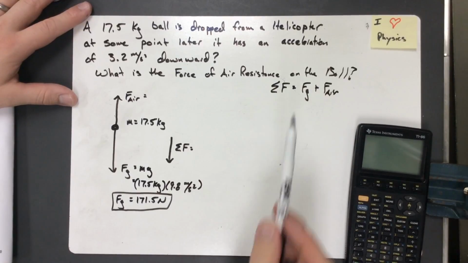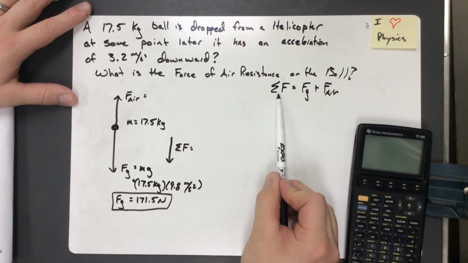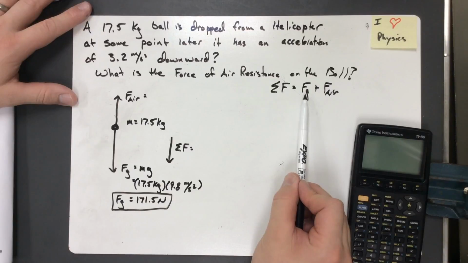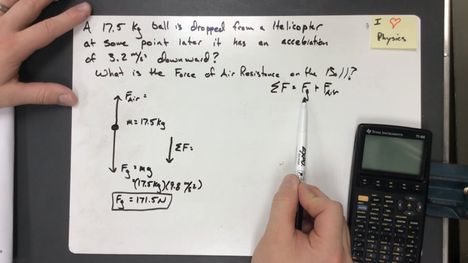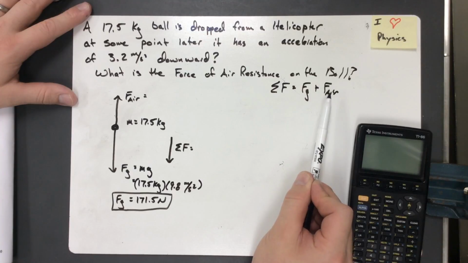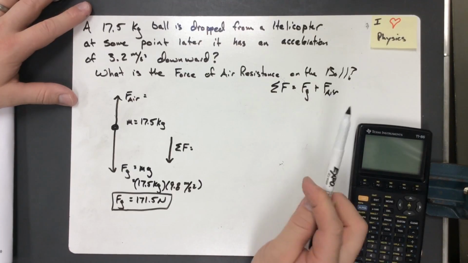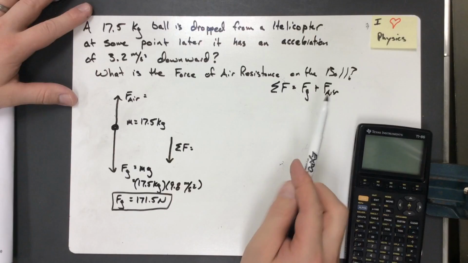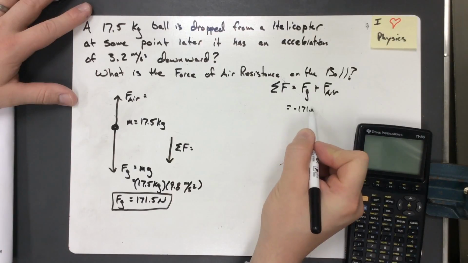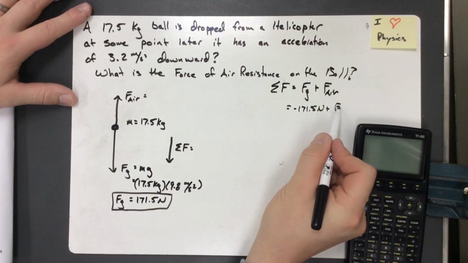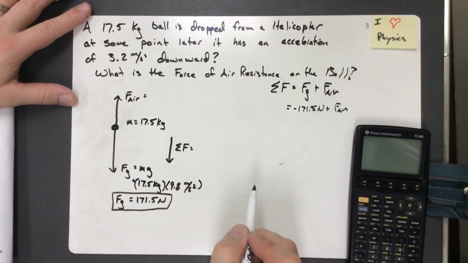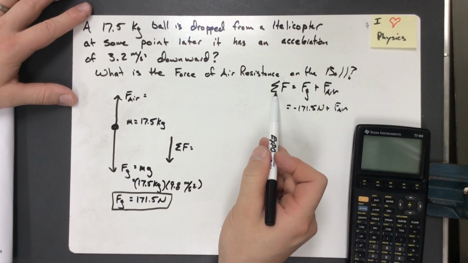All right, so here's our force equation, or our force statement. The net force acting on the ball would be equal to all the forces that are acting on the ball added together. So the only two forces we got here are the force of gravity and the force of air resistance. The force of air resistance is what we're looking for. Now we already know the force of gravity is a negative 171.5 newtons, because it's going down, that's the negative. So now all we need to do, in order to find the force of air resistance, is figure out the net force.